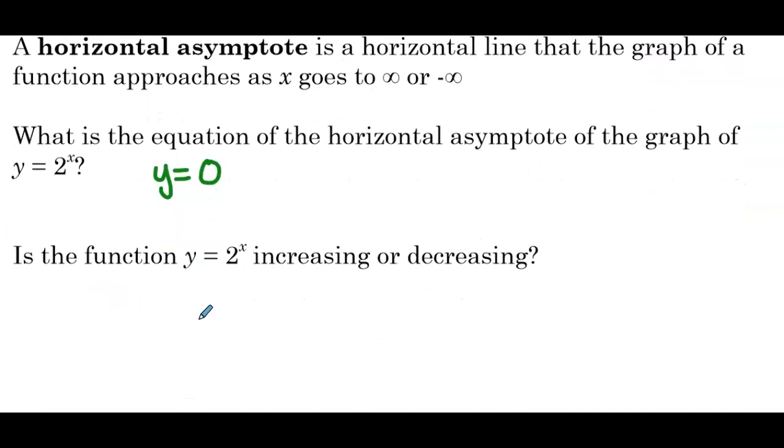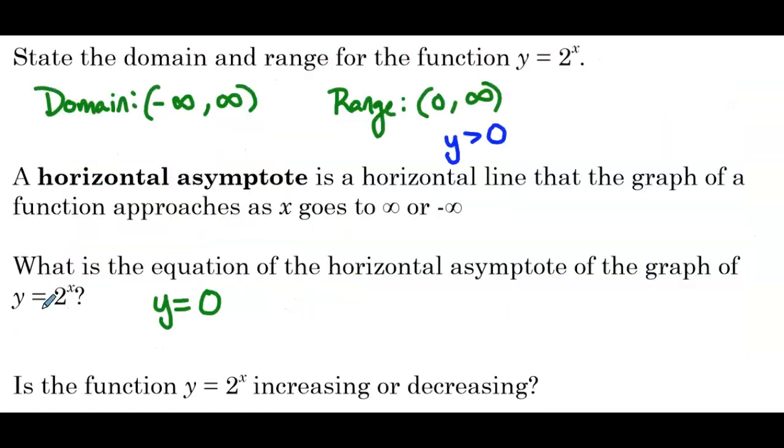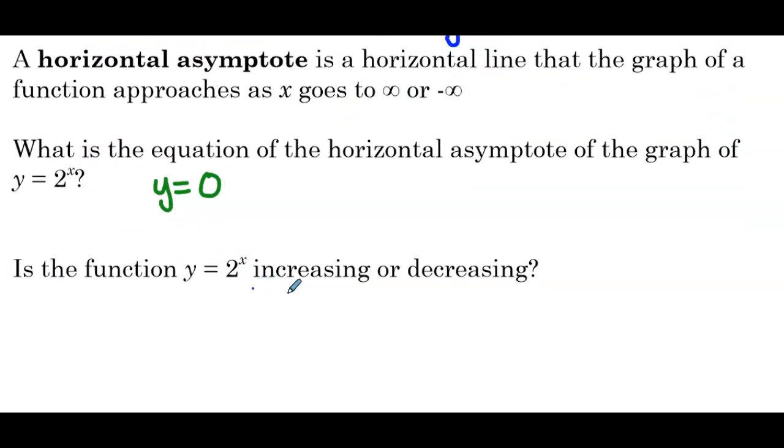Is the function y equals 2 to the x increasing or decreasing? So as we move from left to right, is the function going up or down? Let's go back and look at it. As we go from left to right, the function starts really small, right? Small fractions, and it's growing, and then it starts to grow very quickly. But as I move from left to right, I'm constantly moving up, which means that the function is increasing. So as x goes from negatives to positives, the y values are going up. The function is increasing.